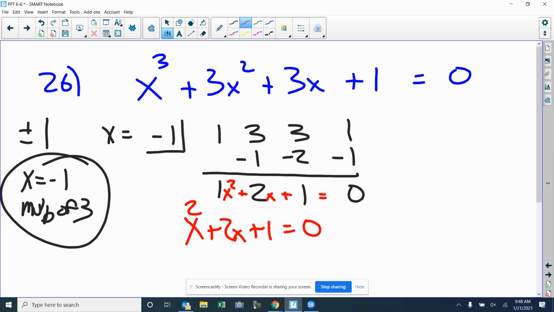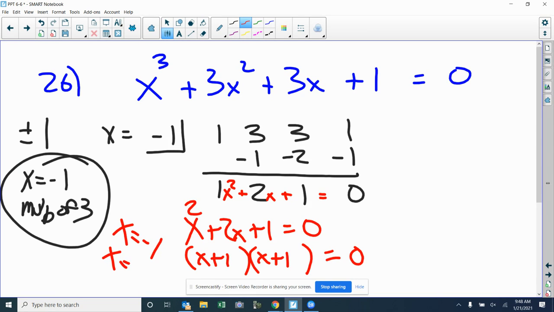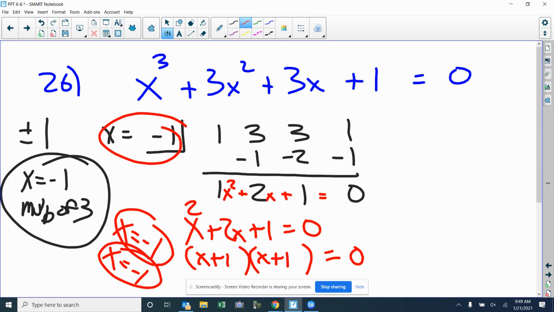We've been very fortunate so far. All our quadratics are factorable. We're going to have some that aren't. We're going to have to do complete the square eventually. This one is factorable. X plus 1 and x plus 1 equals 0, which does coincide with what we have right here. Solving there, x equals -1 and x equals -1. So we have 1, 2, 3 roots of -1, so x equals -1. Multiplicity of 3 is correct.